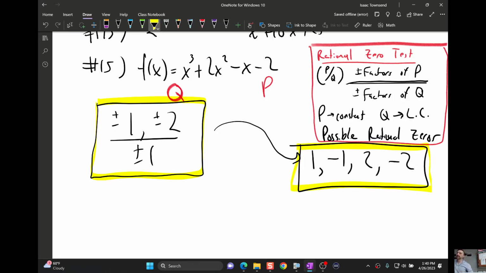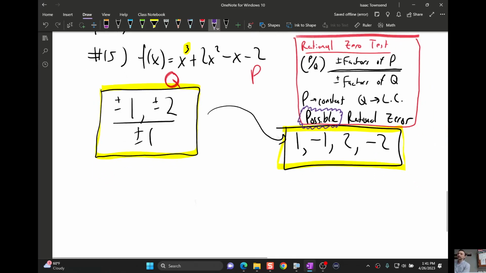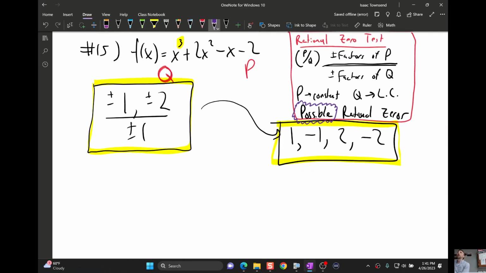Okay, so am I saying that all 4 of these are zeros? How should you know that that doesn't make sense? Because there's not 4. It's a third degree. There's no way that there's 4 of them. This test doesn't tell you what the zeros are. It tells you what the possible rational zeros are. It's not going to list out any imaginary zeros. It's not going to list out any irrational zeros. But of the rational zeros, it has to be in this list.